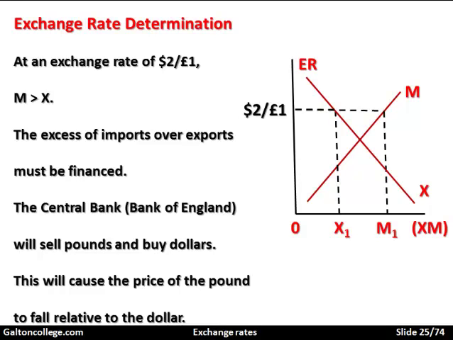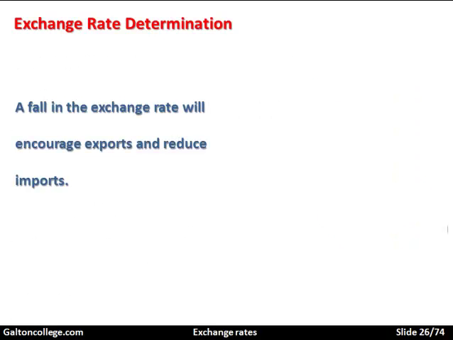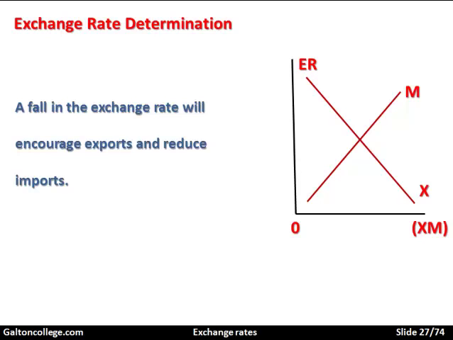So it is just a supply and demand relationship. A fall in the exchange rate will encourage exports and reduce imports. That's the point. And that's our diagram. It is just basically supply and demand. It's what microeconomists sometimes call a Marshallian cross, named after Alfred Marshall, supply and demand. And it leads to an equilibrium in the exchange rate.